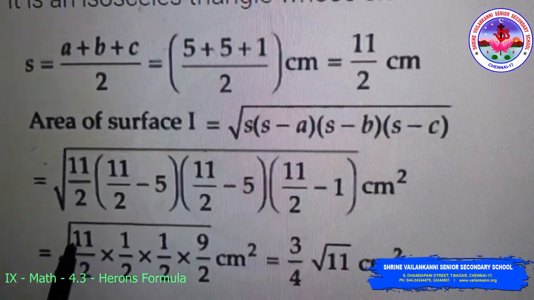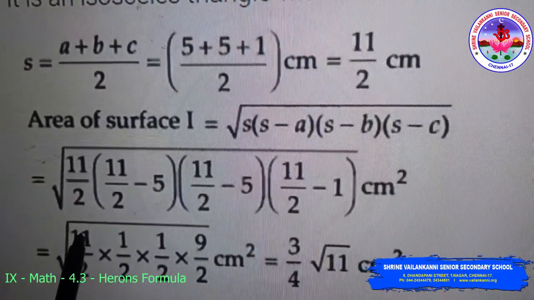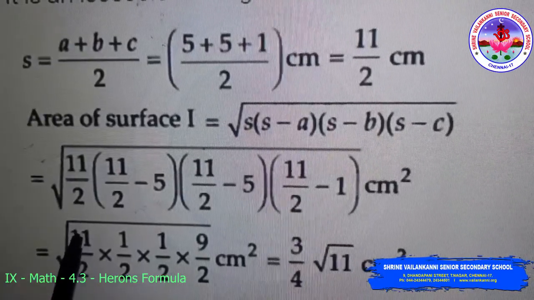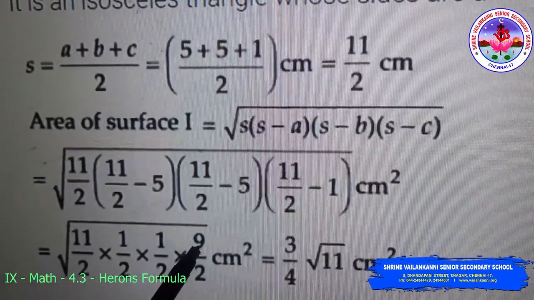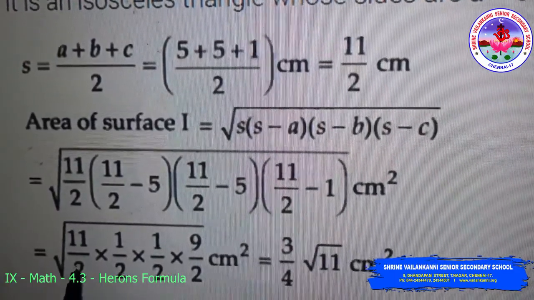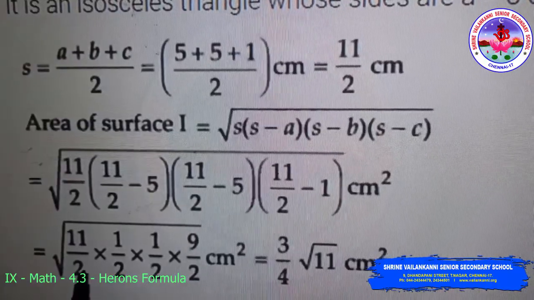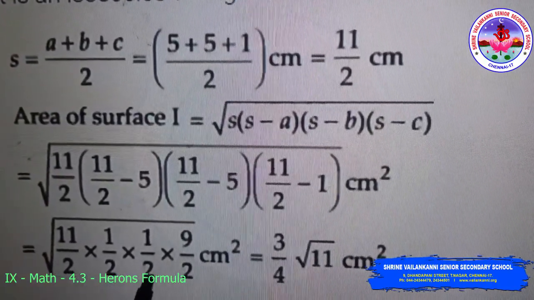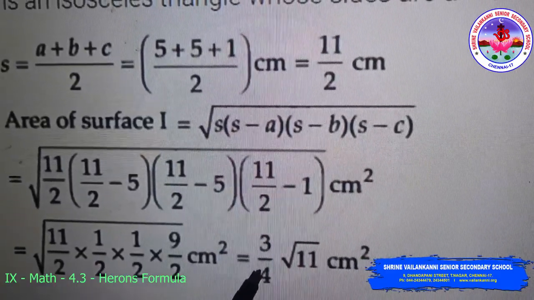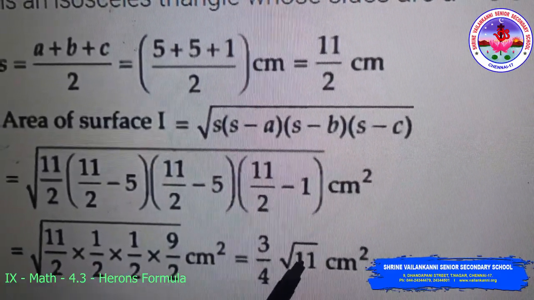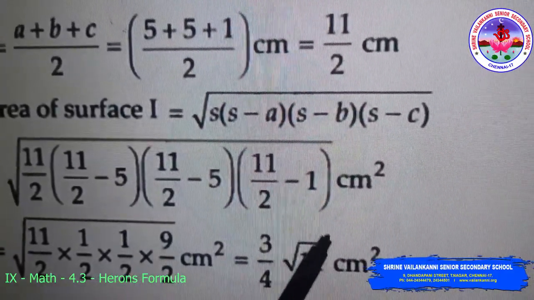Here I am just taking the numerator 11. Since 11 has no pair, it will be inside the square root. Square root of 9 is 3, so I am taking 3 outside. In the denominator, you have 4 times 2, so each 2 is in a pair, so I am taking 2 times 2 outside. So 3 by 4 will come outside, with square root of 11. So the area of the isosceles triangle is 3 by 4 root 11.